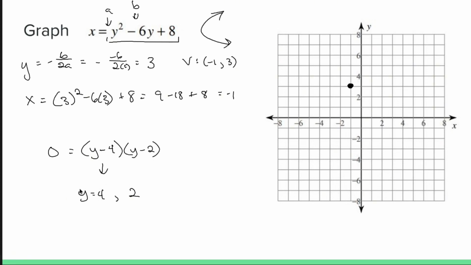But this means I have 2 more points. When x was 0, I got 4, and when x was 0, I also got 2. So here's a point, 0, 2, and 0, 4.